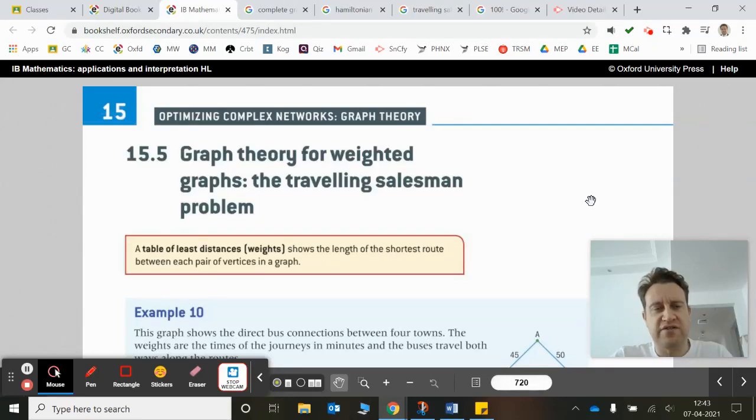Hi there guys, this is 15I and 15J. The two exercises go together to complete the book for the HLAI Oxford IB book. This is about graph theory for weighted graphs, so we're still talking about weighted graphs here, and both of these exercises look at algorithms for the traveling salesman problem or salesperson problem.